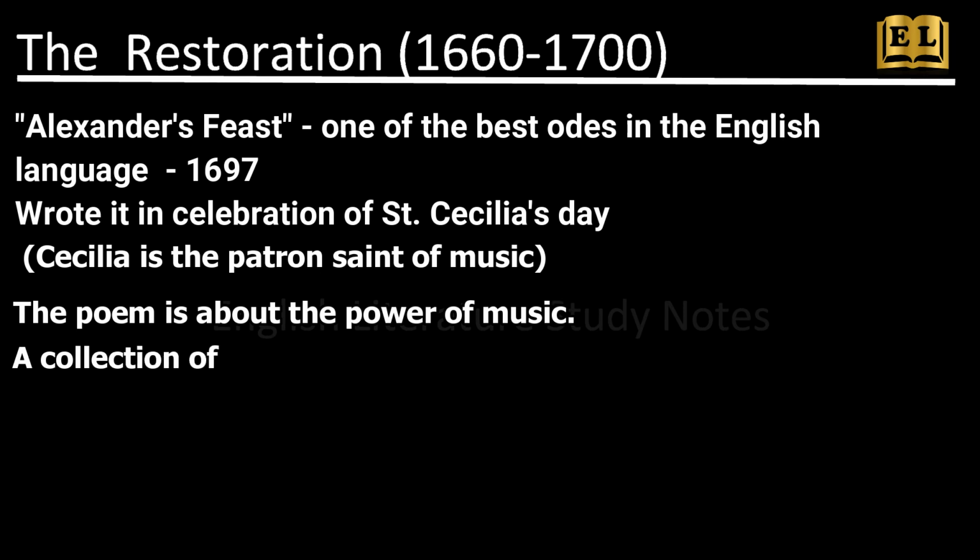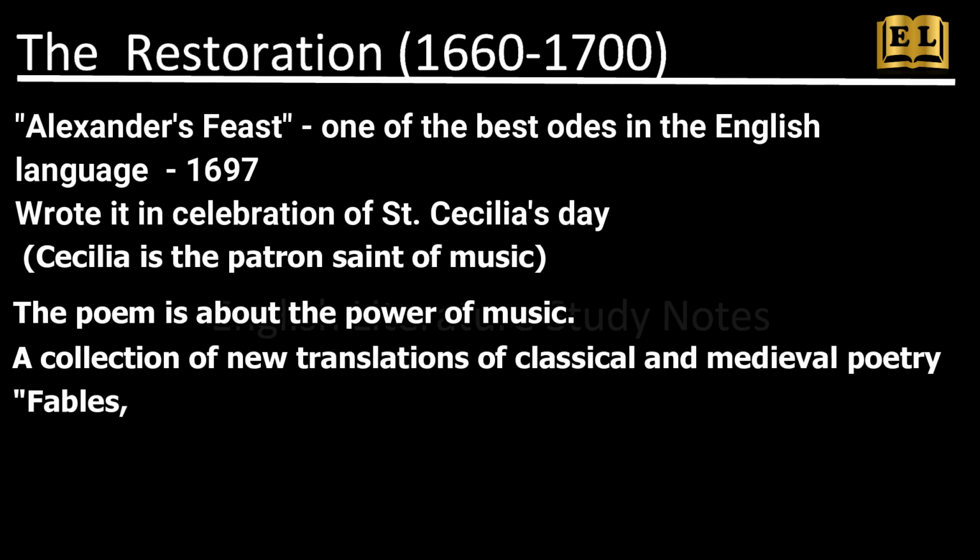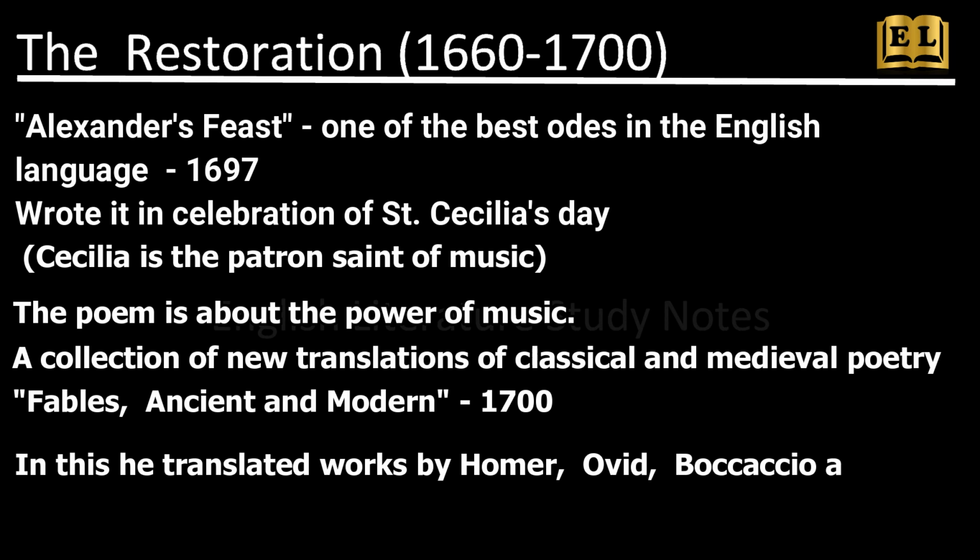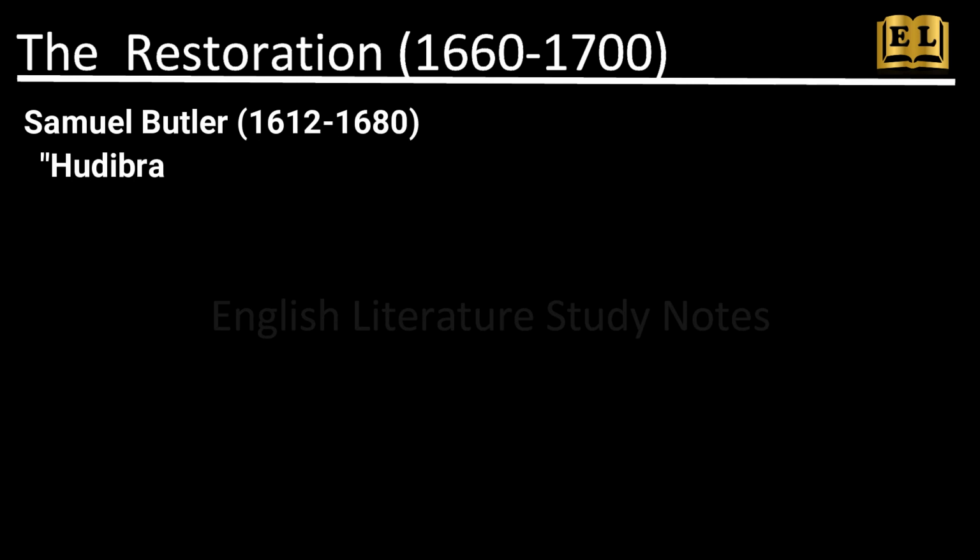One of his finest literary achievements was a collection of new translations of classical and medieval poetry, published together with some of his own original poems. This volume, entitled Fables Ancient and Modern, was published in 1700. In this, he translated works by Homer, Ovid, Boccaccio, and Chaucer. Samuel Butler is the author of the famous poem Hudibras. It is a satire on Puritans.